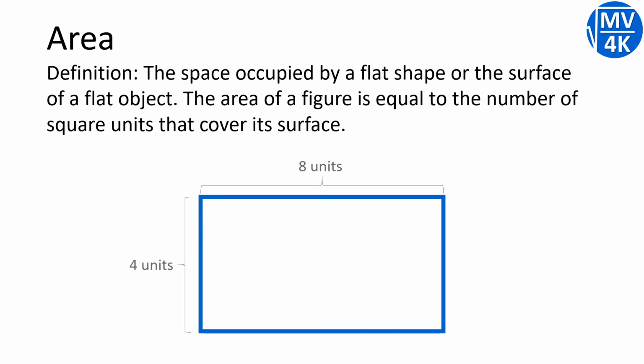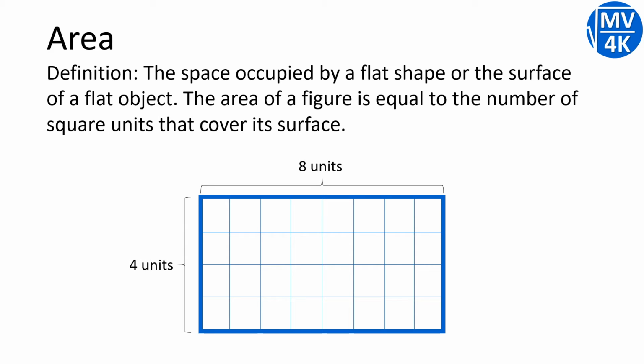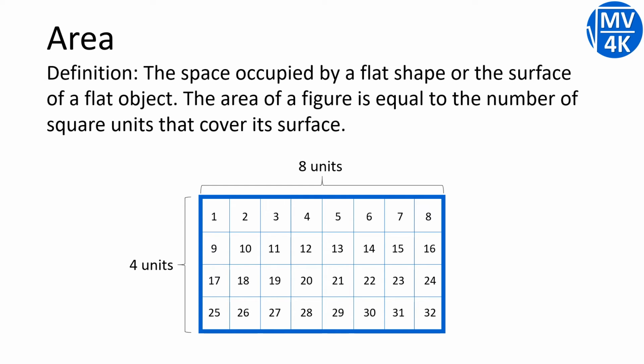So here we have an example with a rectangle, where my rectangle is 8 units long and 4 units wide. And you see how the inside of the rectangle can be broken up into smaller square units. If we were to count these square units, we could see there are a total of 32. So we could say the area of this rectangle, or the space contained inside this rectangle, is equal to 32 square units, or the area equals 32 units squared.